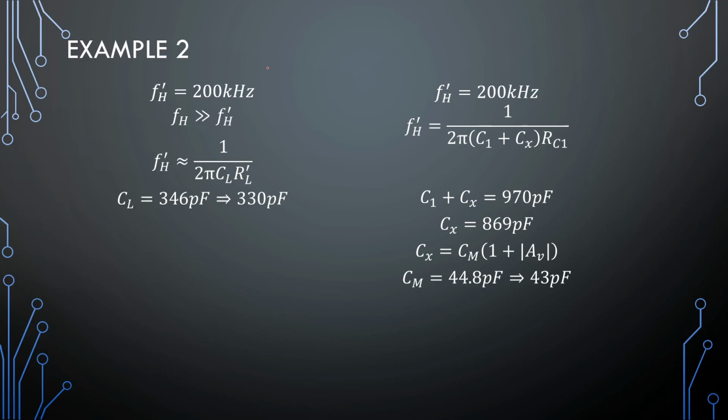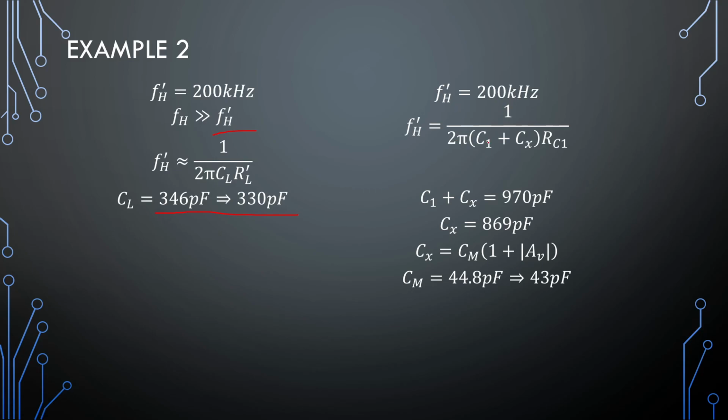Moving on to the two designs. Our higher frequency is much greater than our new design frequency, right? This is about 2 megahertz. This is 200 kilohertz, which is a 10 times difference, roughly. So we can work with just our load capacitor like this, and we will get that our load capacitor must be 350 picofarads.